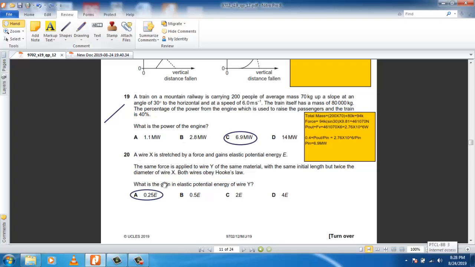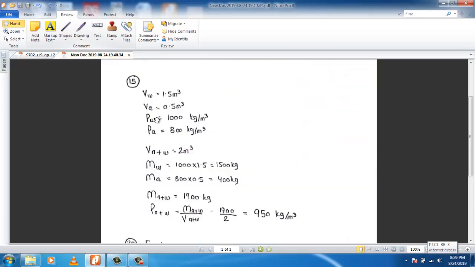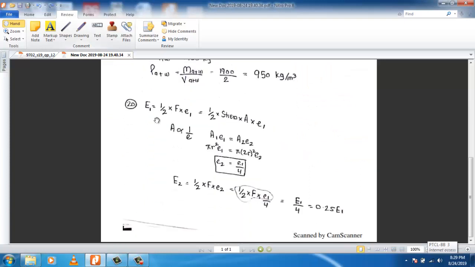Question number 20 says that a wire X is stretched by a force and gained elastic potential energy E. The same force is applied to wire Y of the same material with the same initial length but twice the diameter of wire X. Both wires obey Hooke's law. What is the gained elastic potential energy of wire Y? That's a good question, a bit of a mathematical question.